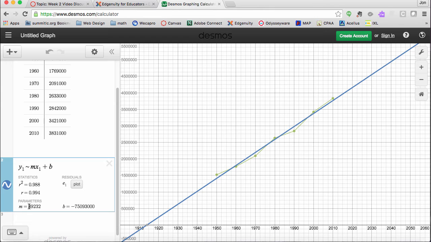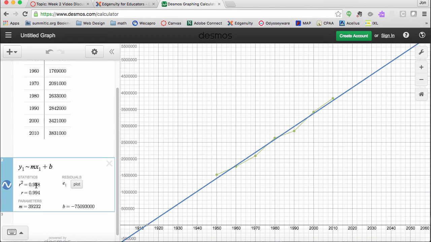What do all these things mean? This would be my slope, m, and that would mean every year we grow by 39,232 people. B, my y-intercept, this is kind of a weird number. It means in the year 0, if I go all the way back to 0, there was negative 75 million people. That doesn't really make sense other than we have a model, and that's just a linear model and how it fits. So you can't take this thing too extreme. It works really well within our data here.